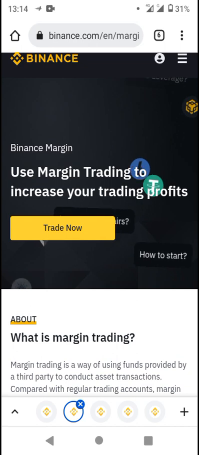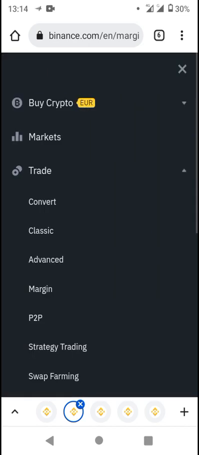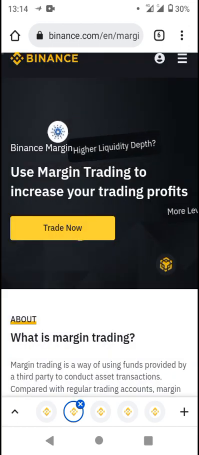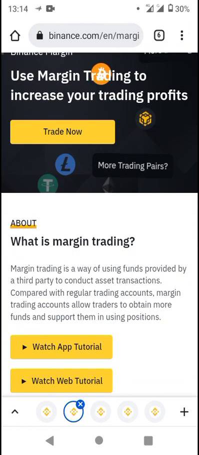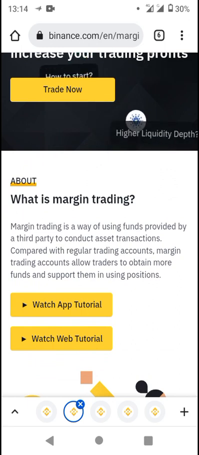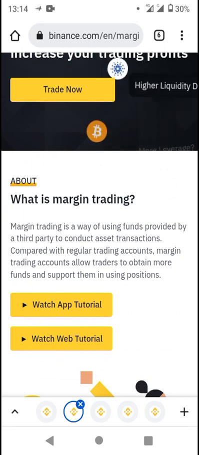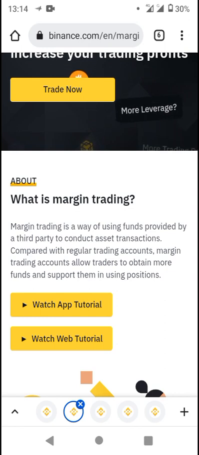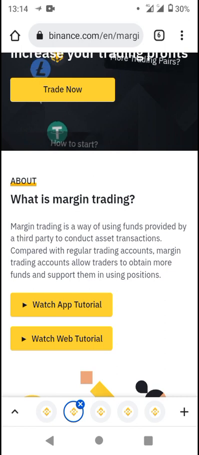Once you've done that, you can click on the icon and go over to the trade section where you can see the margin trading and you can start trading. Margin trading is a way of using funds provided by a third party to conduct asset transactions. This third party in this case is Binance.